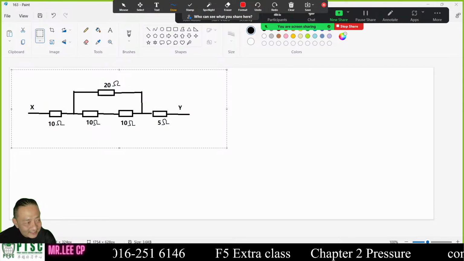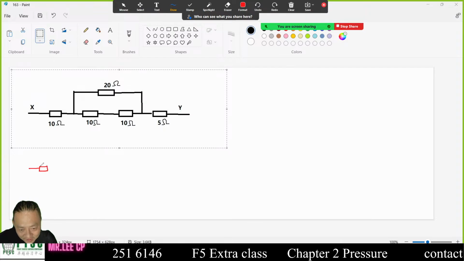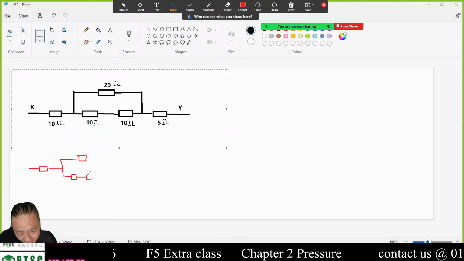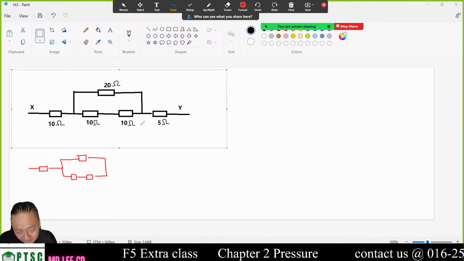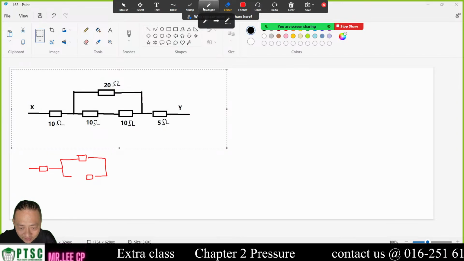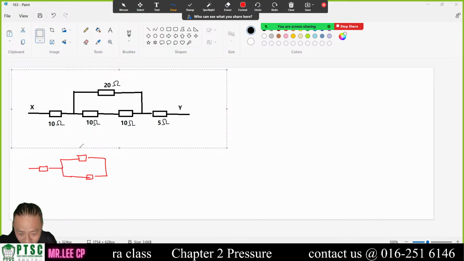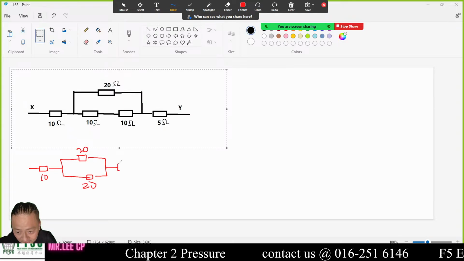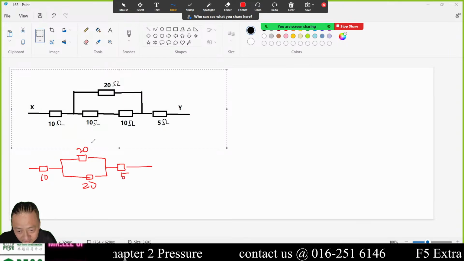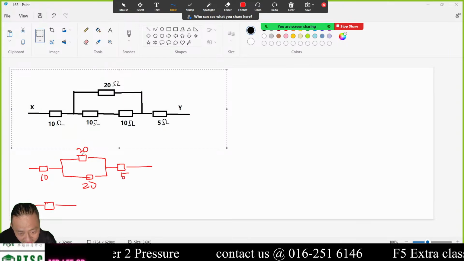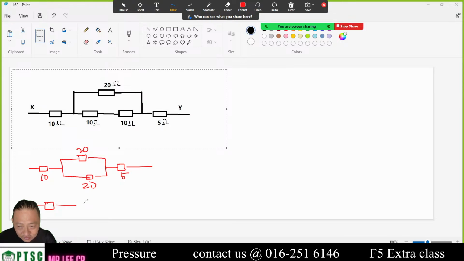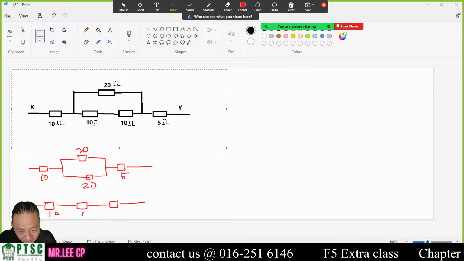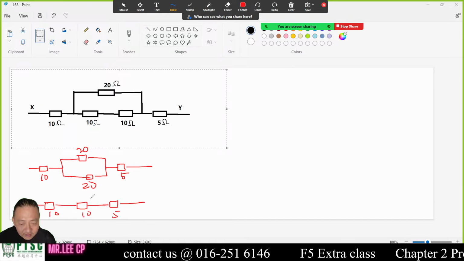So the current comes to here, got 10, and then breaks into 2. One is 20, the other is 10 and 10. 10 and 10 you can combine together, become 20. This one is 20, this is 10, and this is 5. These two combine together: 20 inverse plus 20 inverse, you got 10. And finally you got 5. This is 10, this is 10, this is 5. So you got 25.